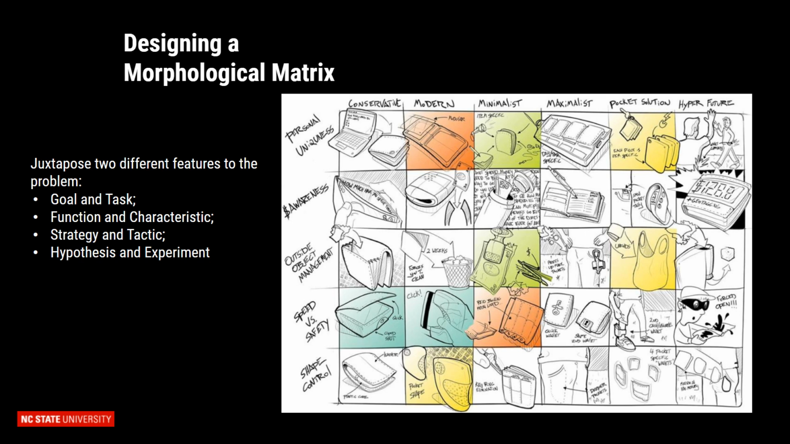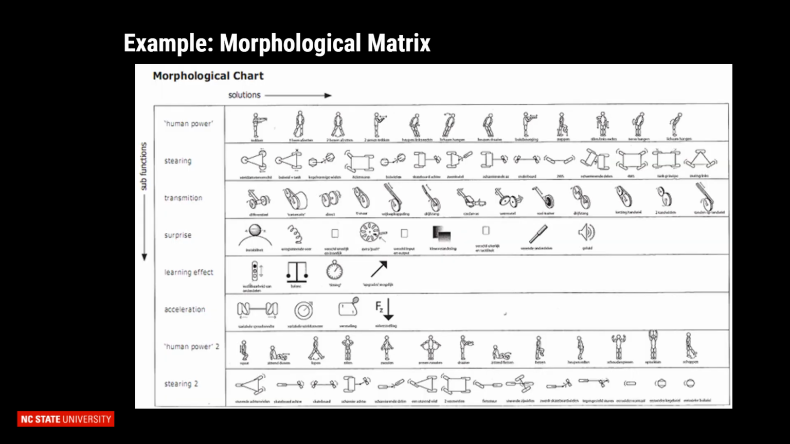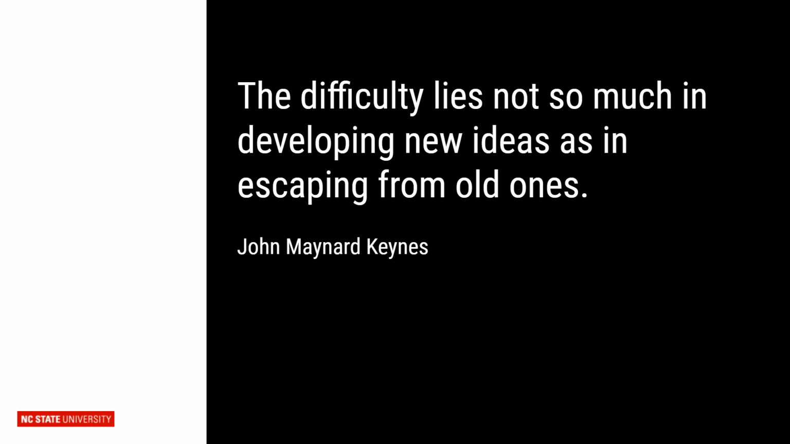Morphological matrices are particularly useful when they combine or juxtapose two aspects of a problem or idea, such as goals and tasks, functions and characteristics, strategies and tactics, and hypotheses and experiments. The example here shows how different user goals or priorities for a wallet design are juxtaposed against formal or aesthetic qualities. As a pure brainstorming tool, the matrix can be incorporated more simply to encourage iterations and evolutions of initial ideas. As the economist John Maynard Keynes once noted, the difficulty lies not so much in developing new ideas as in escaping from old ones.